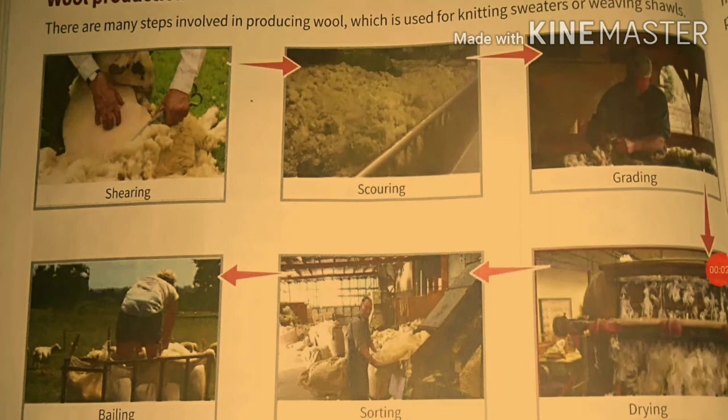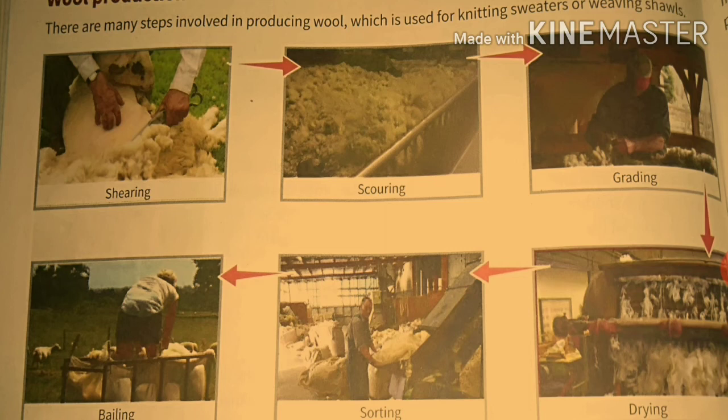After sorting and grading, fluffy fibers called burr are picked out from here. So what is burr? Burr are the small soft fluffy fibers in wool. These burr can be removed manually. The fibers are scoured again and dried to make them ready to be drawn into fibers.